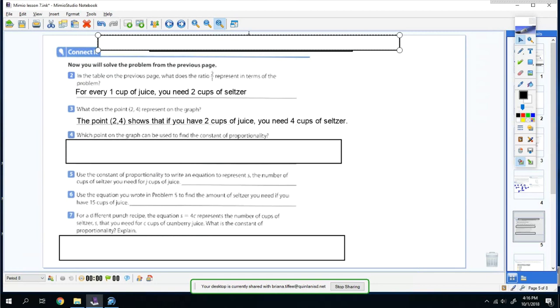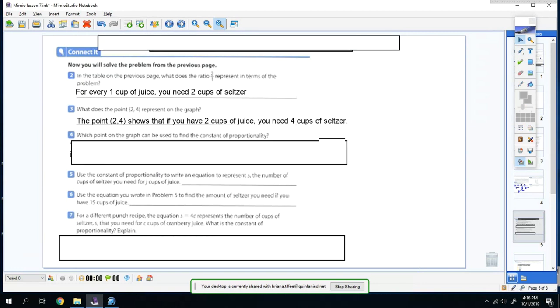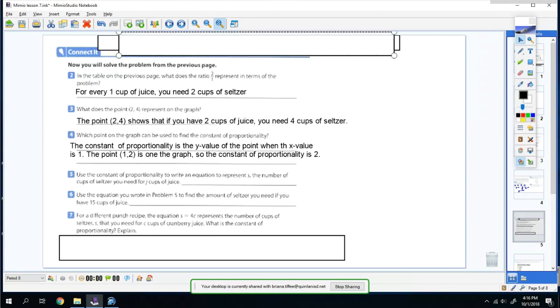Okay. Which point of the graph can be used to find the constant of proportionality? Well, anywhere where x equals 1. So the constant of proportionality is the y value of the point when the x value is 1. So (1, 2) is on the graph. So the constant of proportionality is 2. Personally, I don't like doing it like that. I just like defining a ratio like 4/2 equals 2 and dividing it.